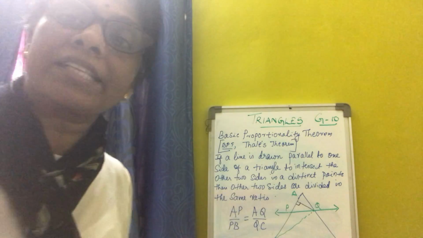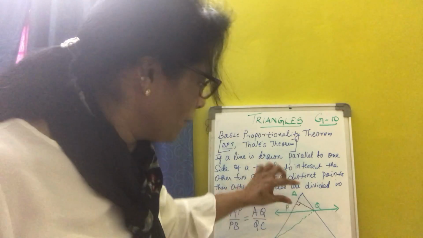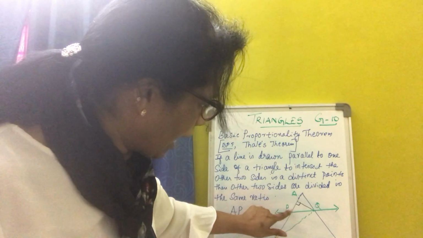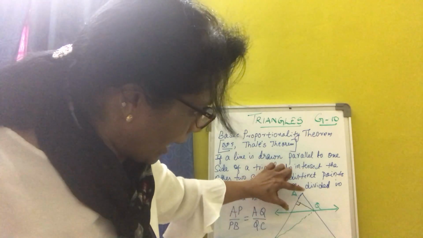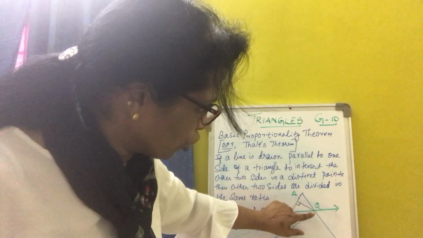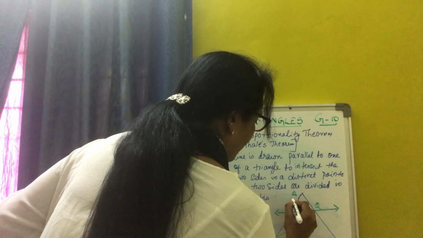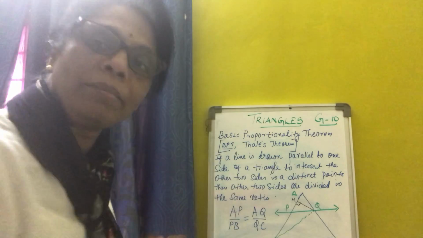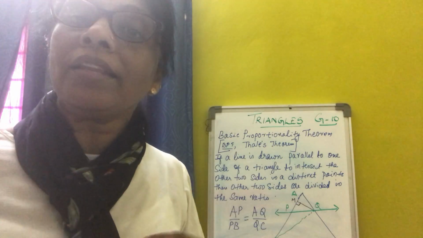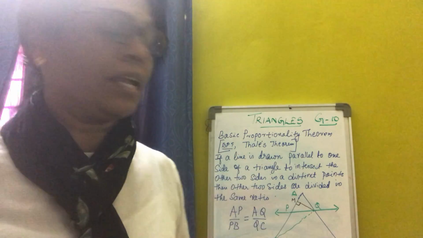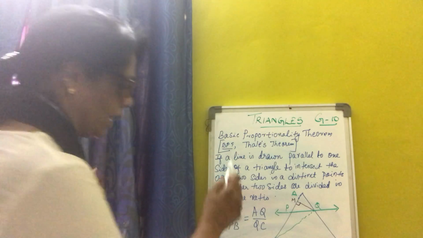From the vertex Q, I am drawing a perpendicular to the side AP. So in the triangle APQ, AP is the base and QM is the height. In this case, I am going to apply half into base into height in this particular triangle.